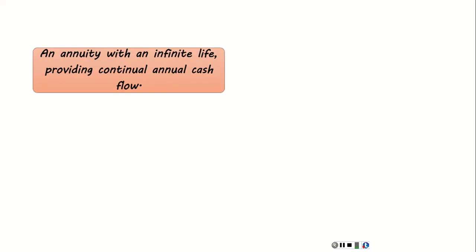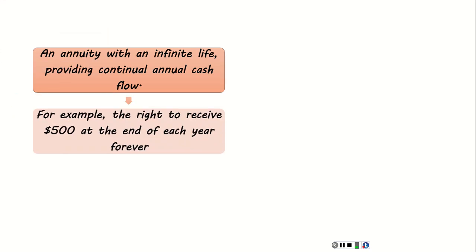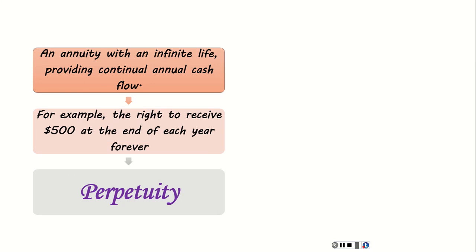The last topic today we will introduce: if you have an annuity, an equal amount of cash flow, but not for a specific period of time, but for infinite life. Continual annual cash flow. If you expect to receive, for example, $500 at the end of each year forever, this is not an ordinary annuity, but it is called perpetuity.